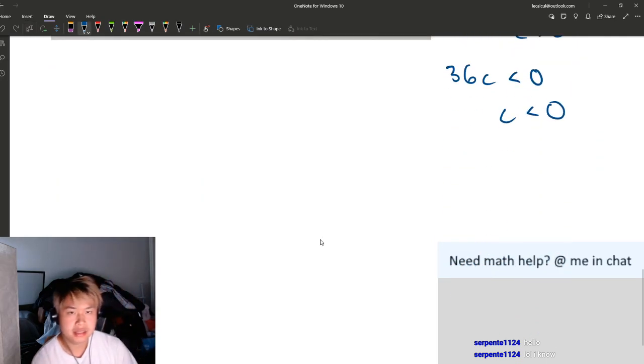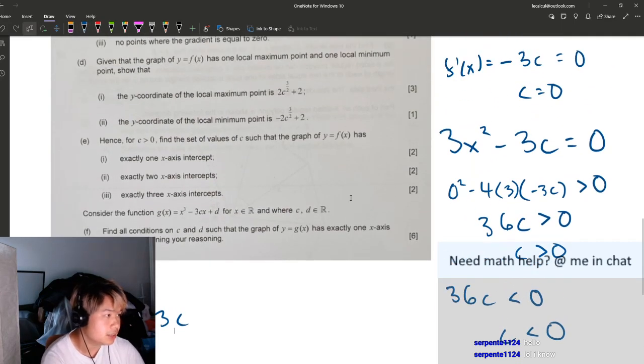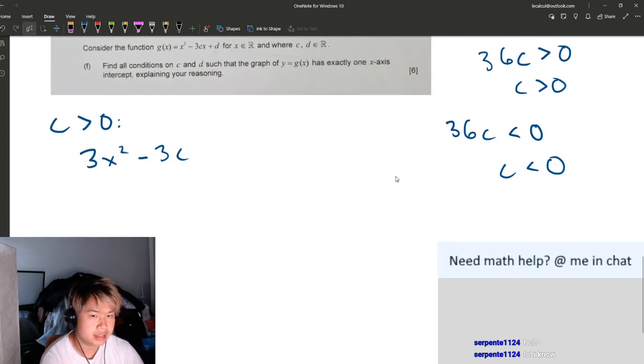So now that we know that we have a positive C value because it says you have one maximum, one minimum, we're going to solve this equation. This is the first derivative equal to 0 because this is going to give us our critical points, which are going to end up being our maximums and minimums.